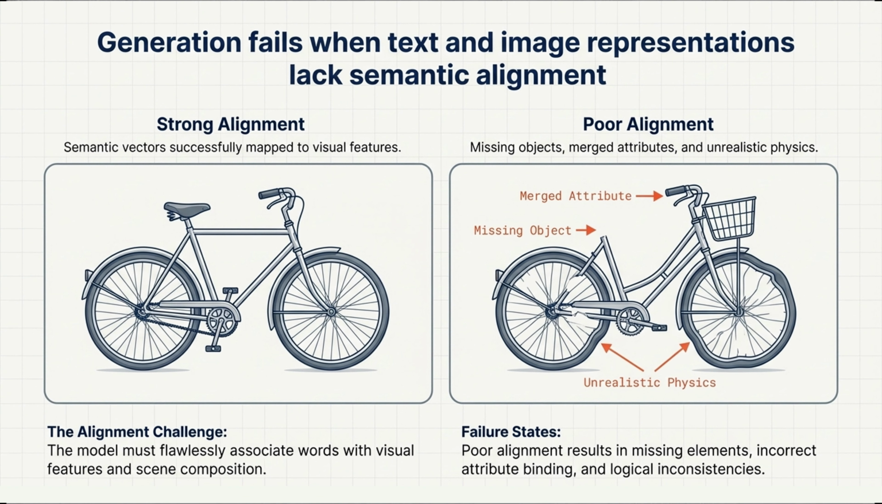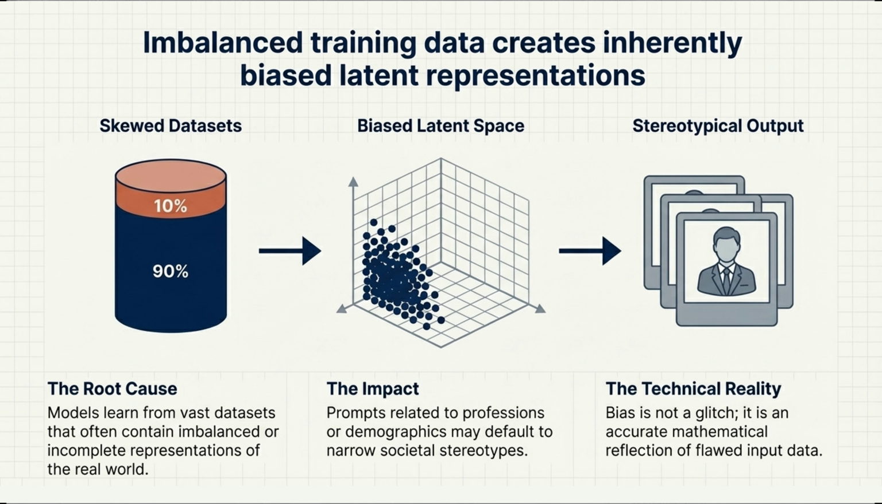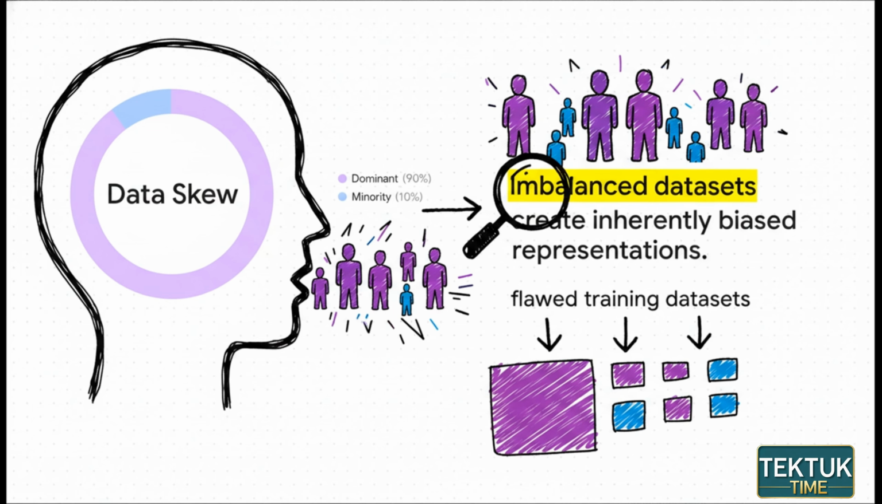But the most crucial point is understanding the origin of these outputs, particularly regarding bias. When a model outputs a narrow stereotype, it is vital to understand that this is not a glitch in the code. It is an entirely accurate mathematical reflection of skewed training datasets. If a dataset is 90% dominant representation and only 10% minority representation, the latent space is structurally unbalanced. Those stereotypical outputs, that's just the algorithm faithfully reproducing the statistical environment it was trained on.